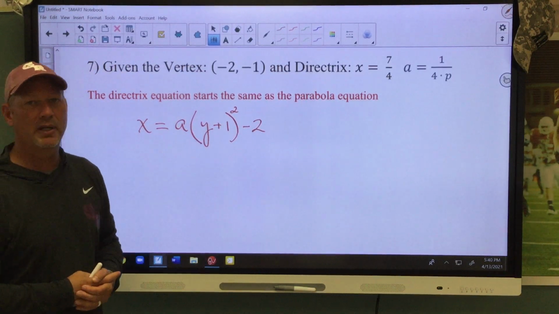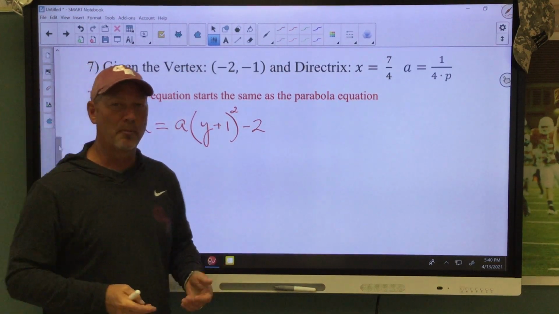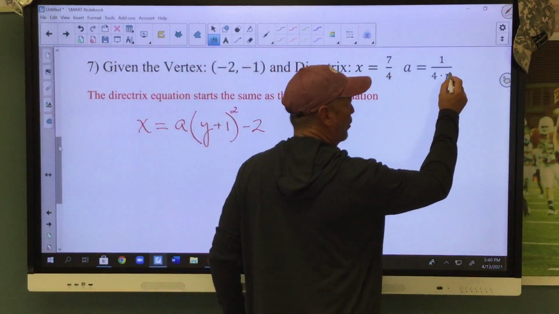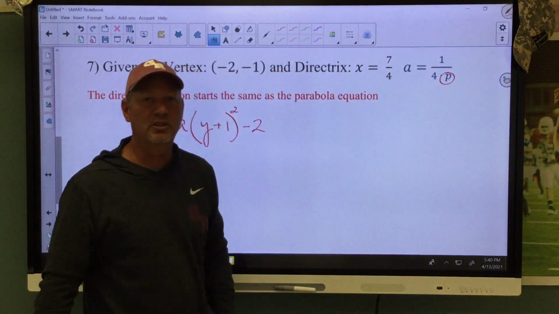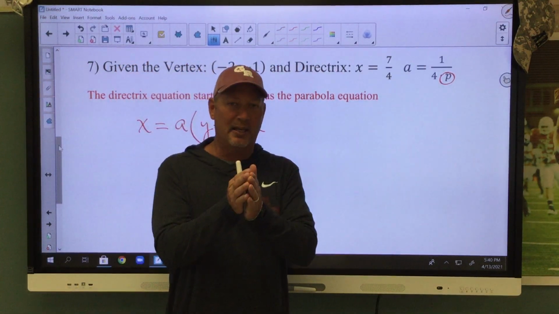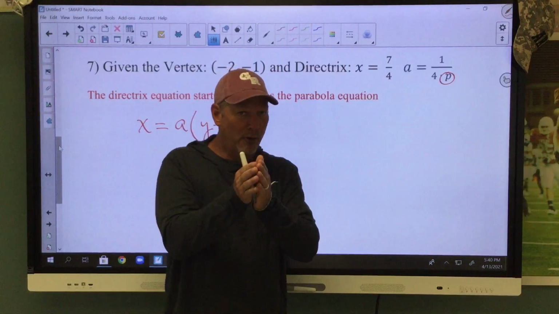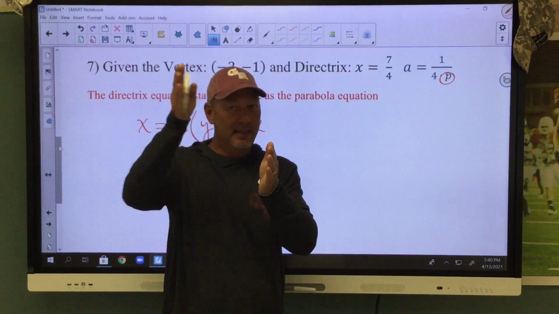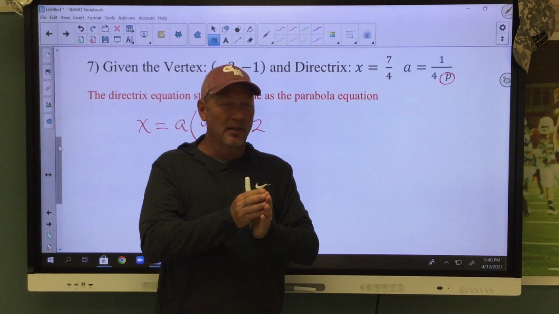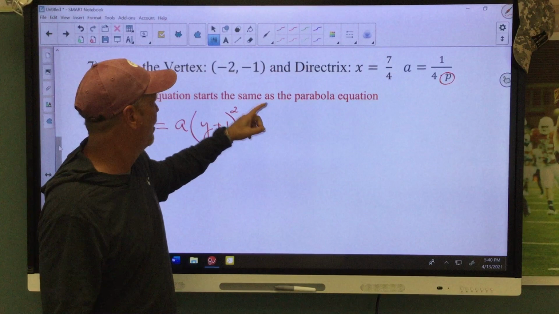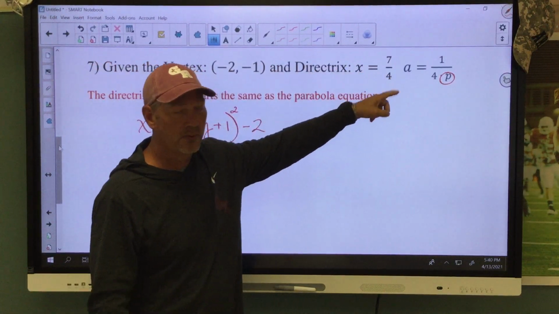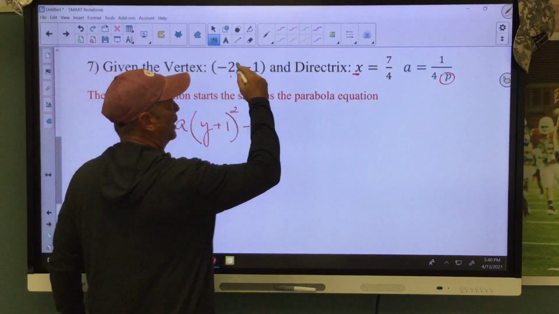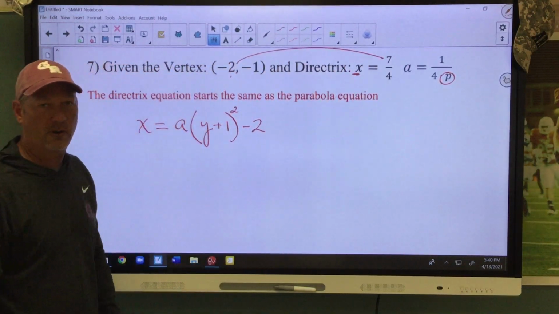There's our start. But we need to find the a value. And if you remember, here's our equation to find our a value, but we don't know the p, which is the distance from the vertex to the focus, or from the vertex to the directrix. Okay, the vertex is in the middle. So that distance is going to be the same either way. So we need to find out how far it is from the vertex to the directrix. So we're talking about the x value, so we're going to compare this x value. And we need to know how far apart those two things are.